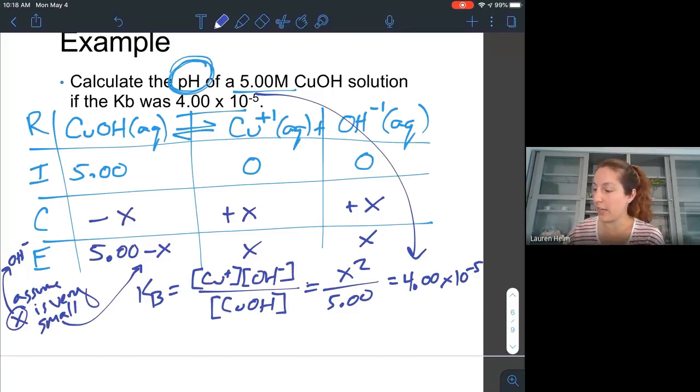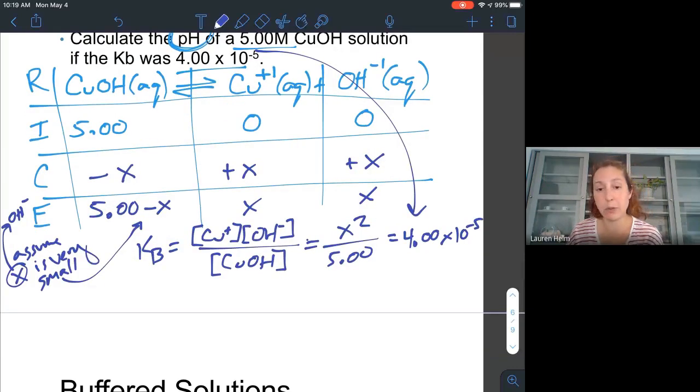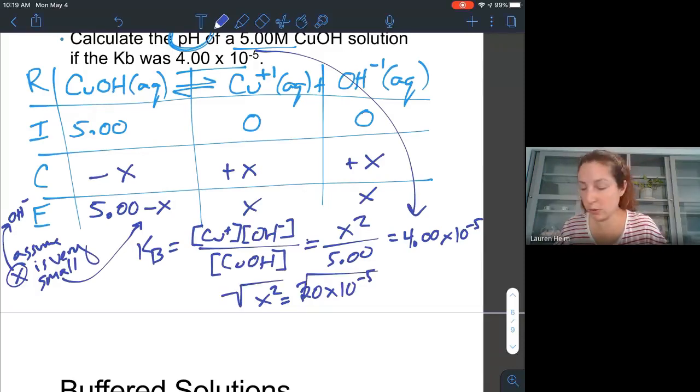We're going to go ahead and solve for x to find out what that is. I'm going to multiply both sides by 5. So I get x squared is equal to 4 times 10 to the negative 5th times 5, which is, I need my calculator real quick. 4 times 10 to the negative 5th times 5. We get 20 times 10 to the negative 5th. And then we're going to square root that, and we get x is equal to 0.0141. What does this x represent?